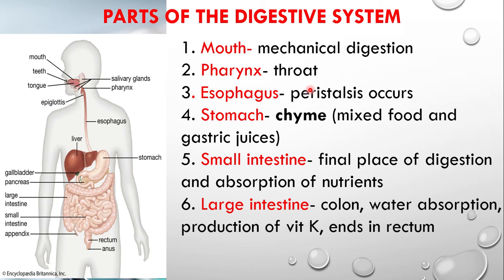The large intestine, or the colon, okay, here water absorption and production of vitamin K happen, and the last part of the large intestine will end in the rectum. And then we have the anus, through which our waste passes out. It is the passageway in defecation.